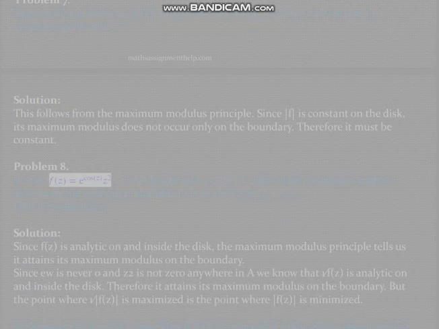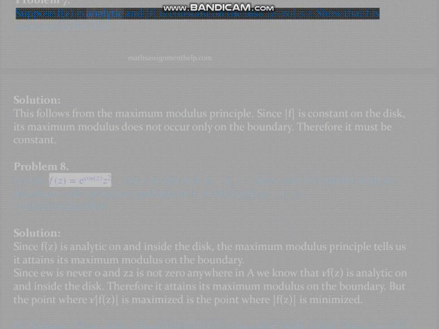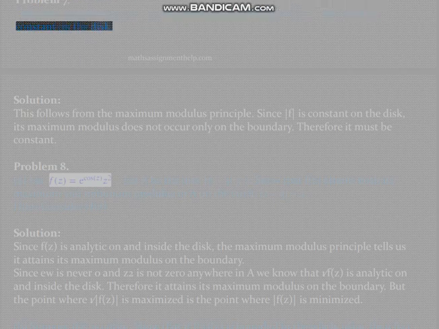Problem 7. Suppose f(z) is analytic and the absolute value of f is constant on the disk |z minus z0| less than or equal to r. Show that f is constant on the disk.